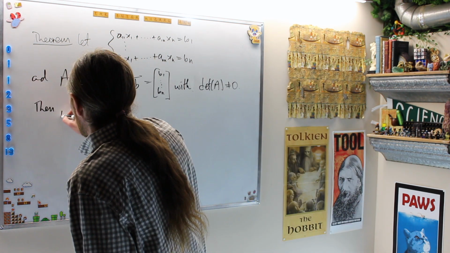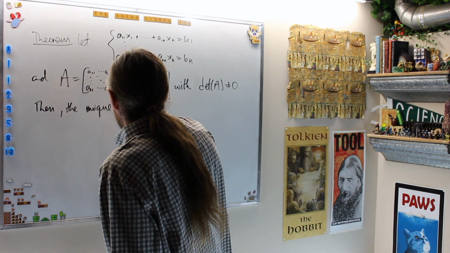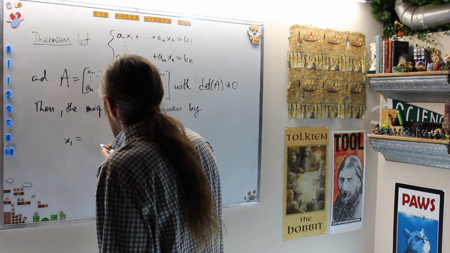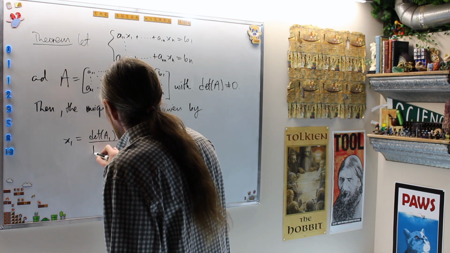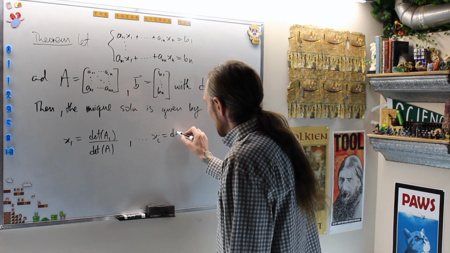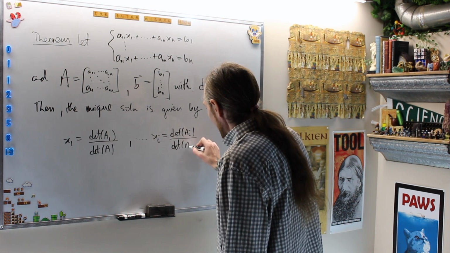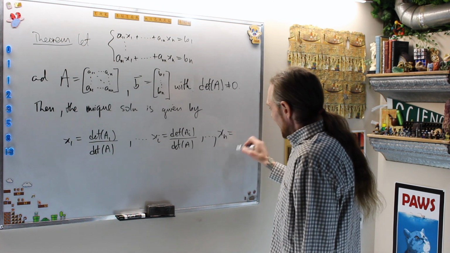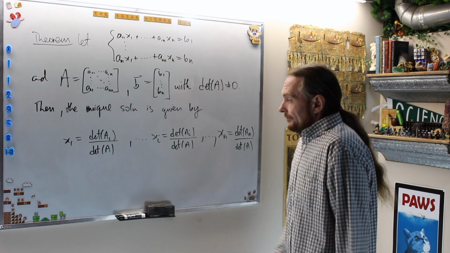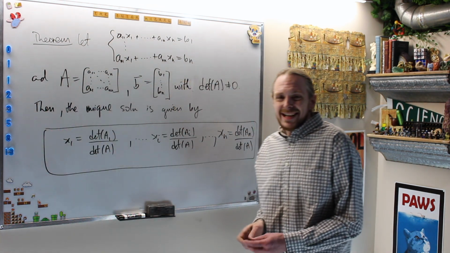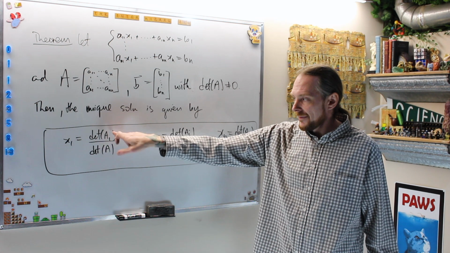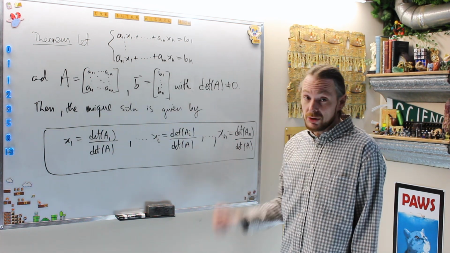Then the unique solution to the linear system is given by x1 equals the determinant of A1 over the determinant of A. In general, xi is equal to the determinant of Ai over the determinant of A. And then all the way to xn, all of our n solutions: xn is going to be the determinant of An over the determinant of A. What that says is the unique solution is the ratio of determinants. So in general you should have fractions, unless all of these determinants are divisible by the determinant of A; otherwise you should have fractions.